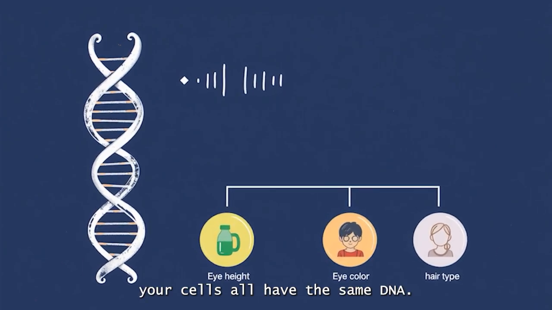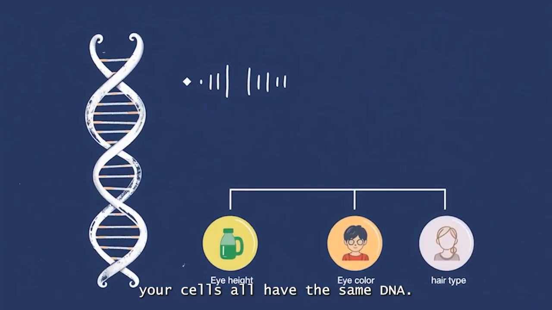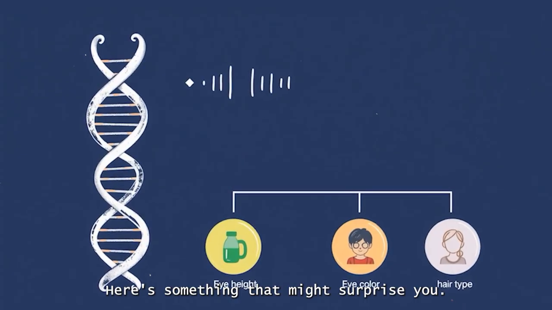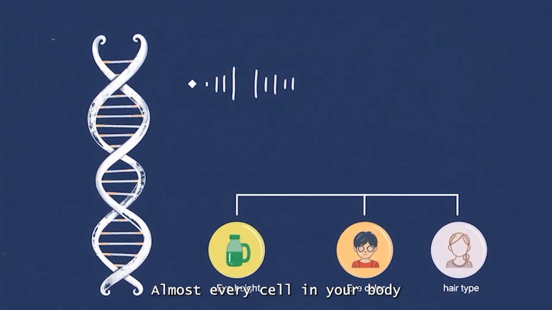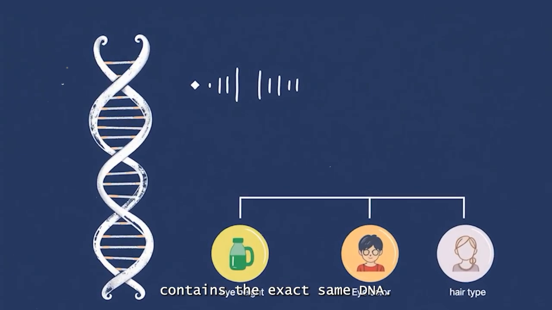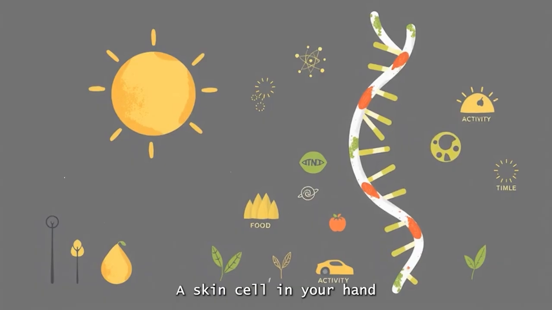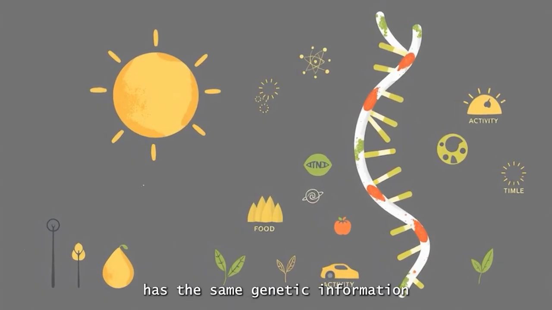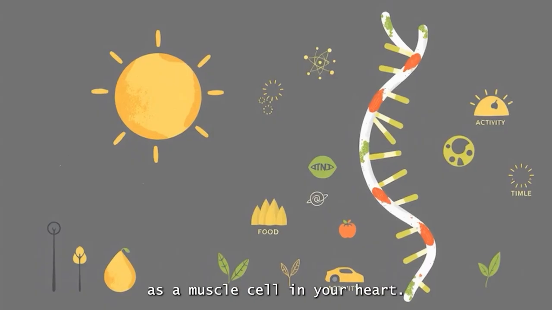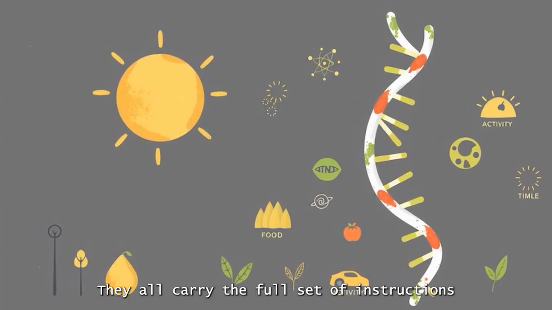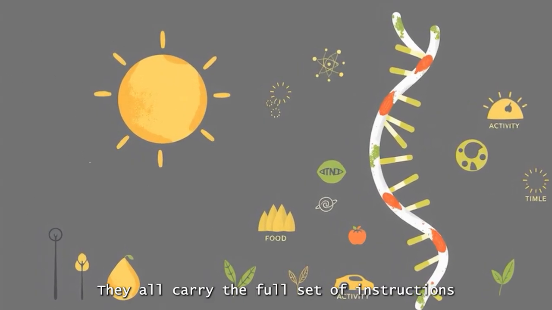Level 3. Your cells all have the same DNA. Here's something that might surprise you. Almost every cell in your body contains the exact same DNA. A skin cell in your hand has the same genetic information as a neuron in your brain, as a muscle cell in your heart. They all carry the full set of instructions.